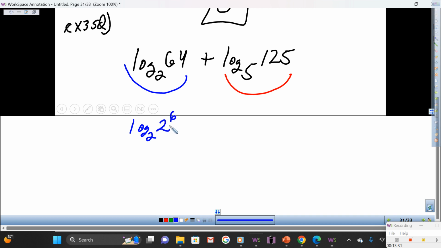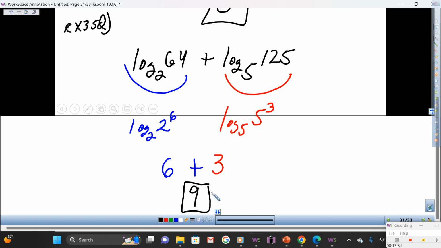Two to the 6. So that means this is 6 plus... Anaya, help us with this one. Log 5 is 5 to the what? 3rd power, so this is 3. Therefore, answer 9. Hands if you got that. All right, from 1 to 5, how comfortable are you with these?